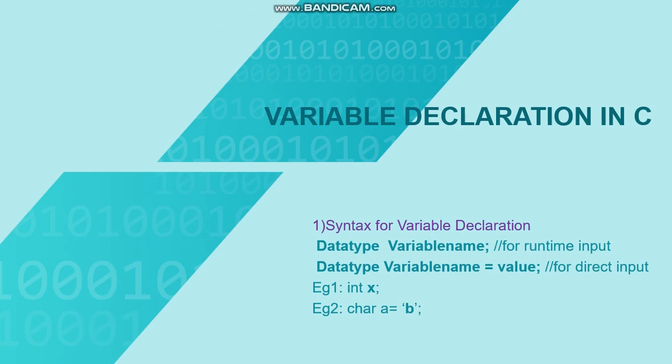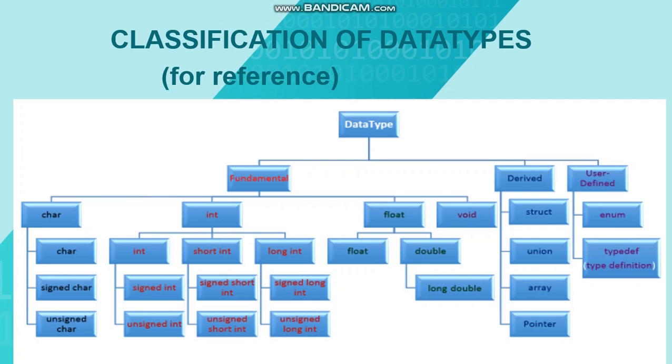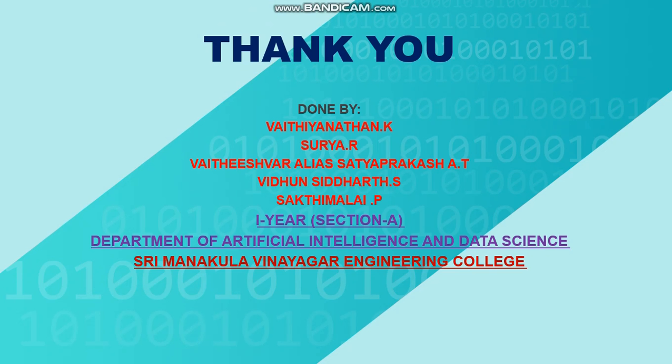Variable declaration in C. There are two ways of declaring a variable: for runtime input and for direct input. Int x followed by printf and scanf functions for getting input for the value of x. This is the first one. If you look at example 2, char a equal to b is direct input. The classification of data types is for your reference. Thank you.